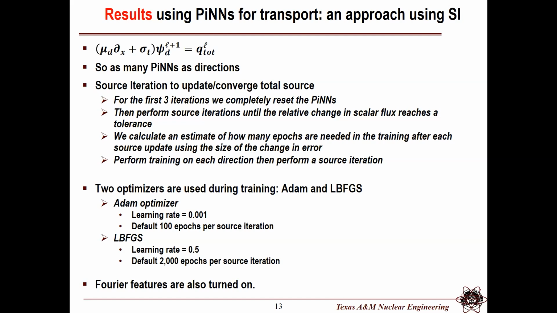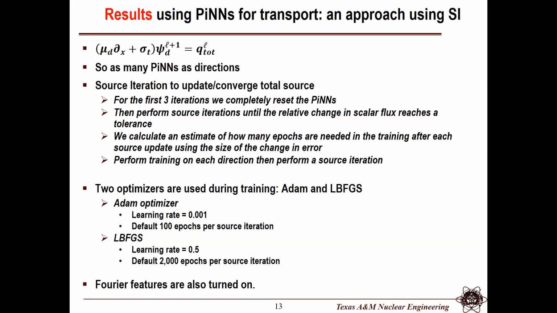So we have 2 optimizers that we use. We use both Adam and LBFGS. We use the Adam optimizer with a learning rate of 0.001 for only 100 epochs, and then for LBFGS we use a learning rate of 0.5 for 2,000 epochs. And so for each of our trainings, we will use both of those. And this is with our Fourier features.